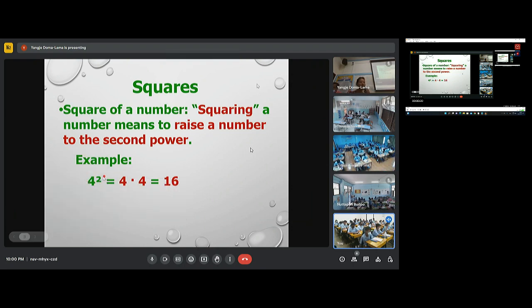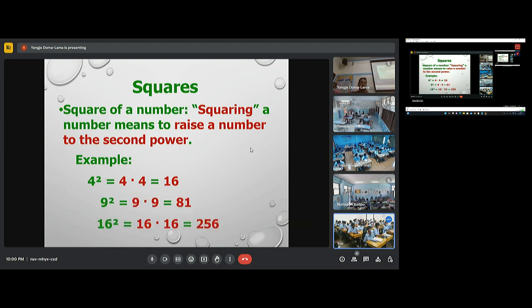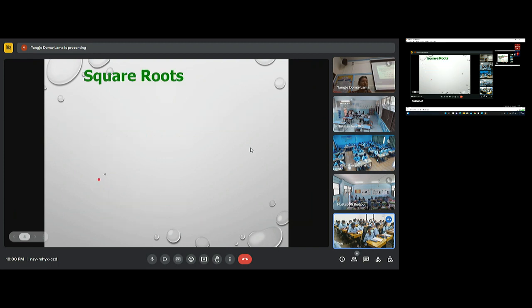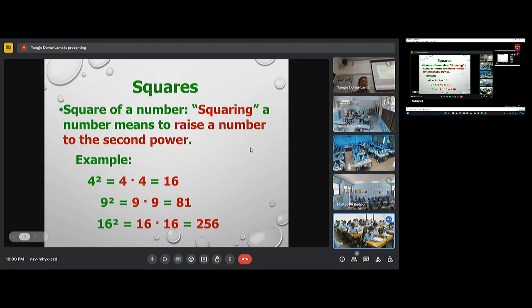So you can see here power 2, right? Thank you. So you can see here power 2. This power 2 is called square. And this square means the same number is multiplied 2 times. Understand? So which is 16.